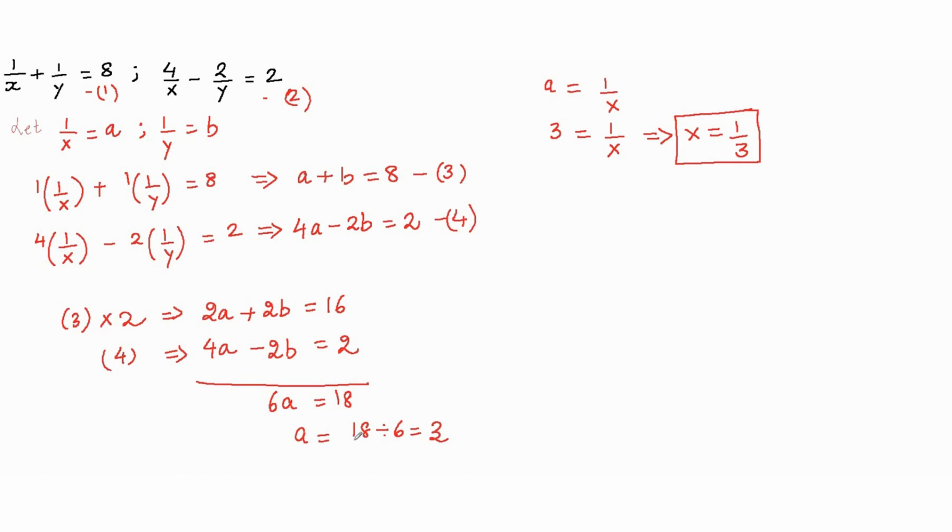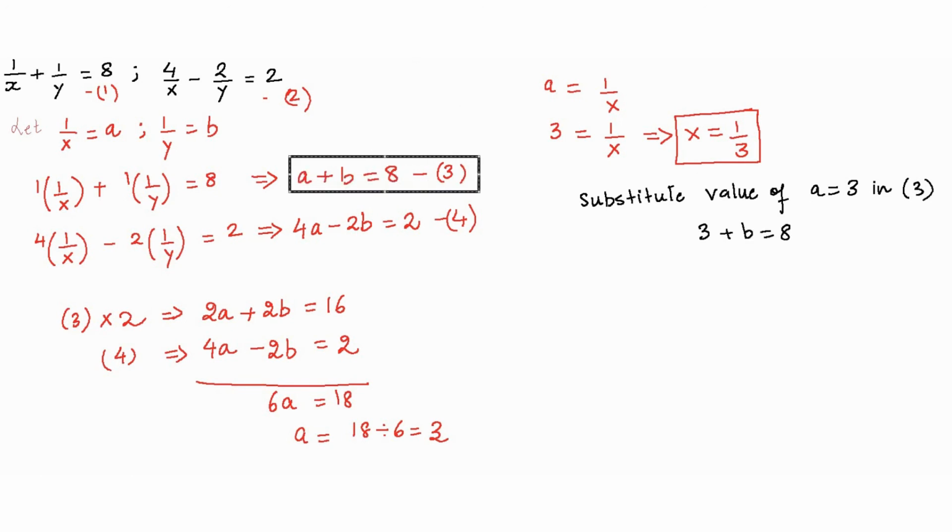Now similarly, from a, I can find b. So what I will do is, I will substitute the value of a as 3 in the third equation. So I have 3 plus b is equal to 8. That is my third equation, right? This is my third equation. And therefore what I get is b is equal to 5.